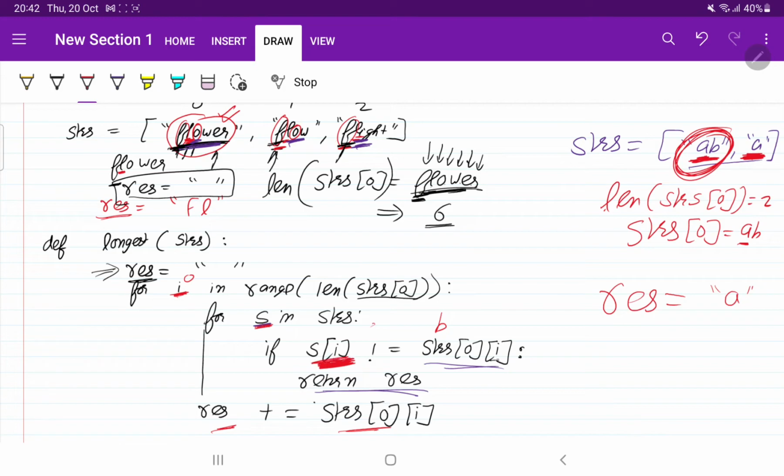But if we are going to find s of I, so what is s? S here is a, and we are going to find out s of 1. So we have already only one element 0. So if you are going to try to find out s of 1, there is no element, so it will give the error list is out of index. It means as soon as the length of s is finished, we should give the output.